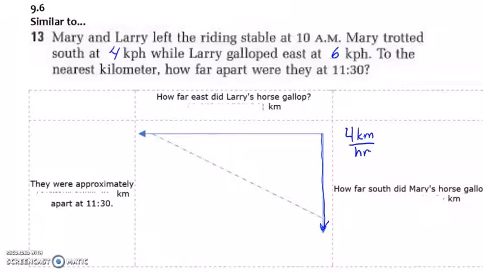Larry galloped east at 6 kilometers per hour. To the nearest kilometer, how far apart were they at 11:30? So then I'm looking at the start time and the end time. They were on the road for 1.5 hours.